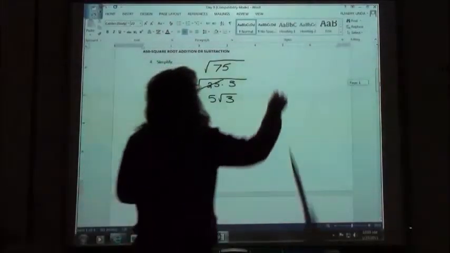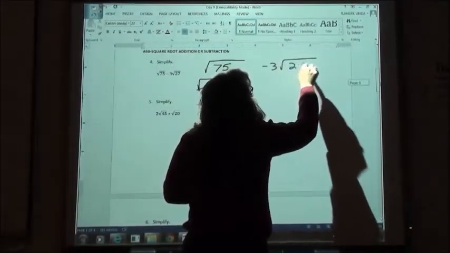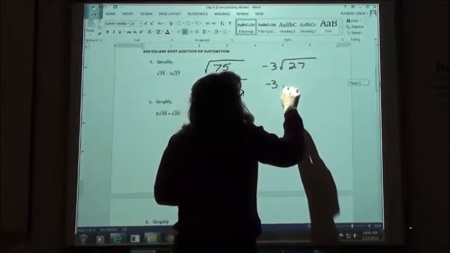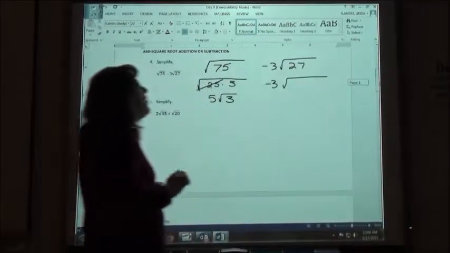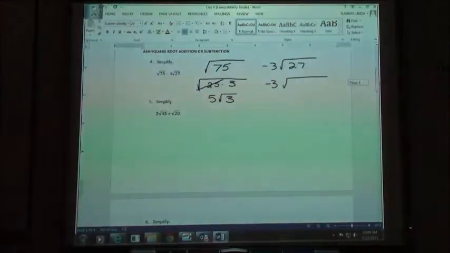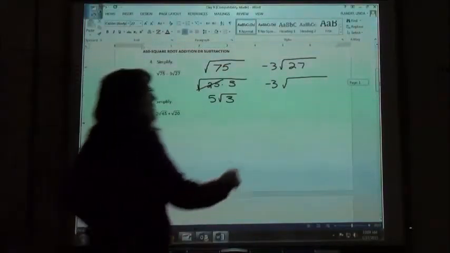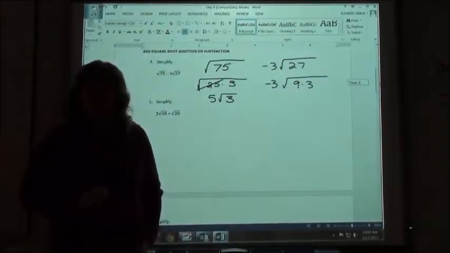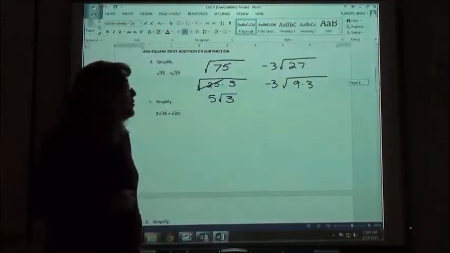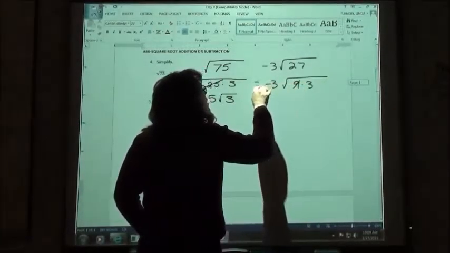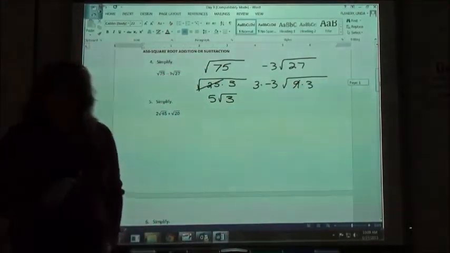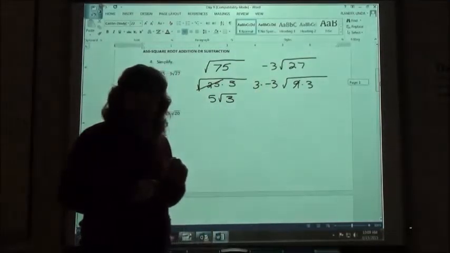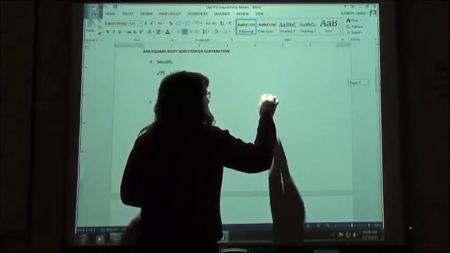So now I'm going to do the minus 3 square root of 27. The minus 3 stays out in front, and I'm going to simplify the square root of 27. What perfect square divides into 27? 9. 9 times 3 is 27. The square root of 9 is 3. That's going to come out in front, and it's going to be multiplied by whatever is out there already. So now I have 3 times negative 3, which is negative 9.